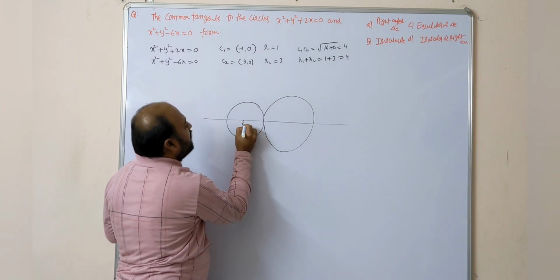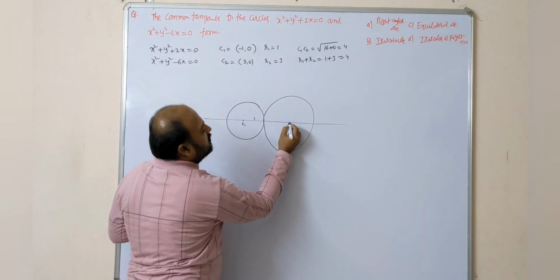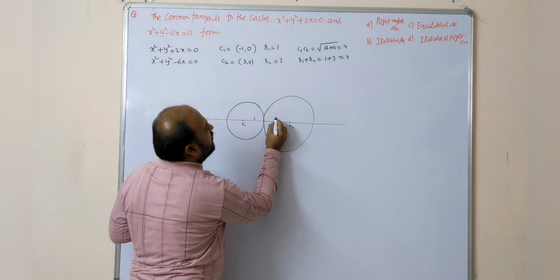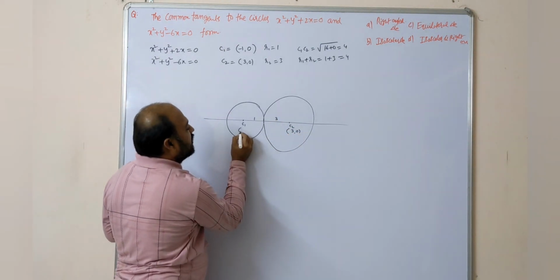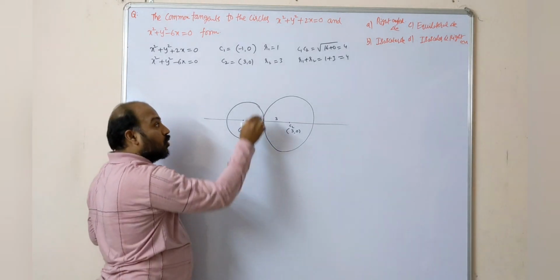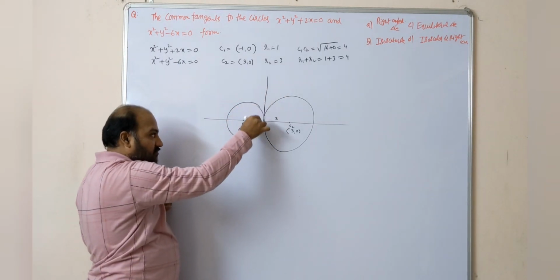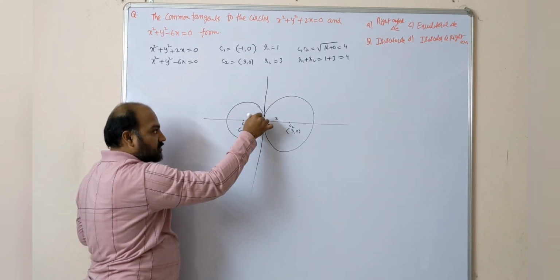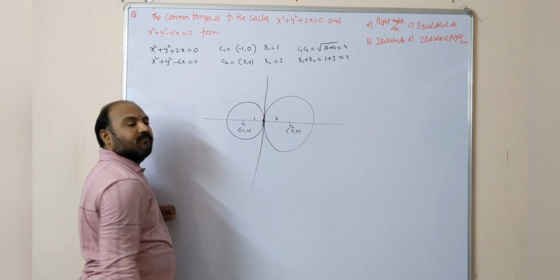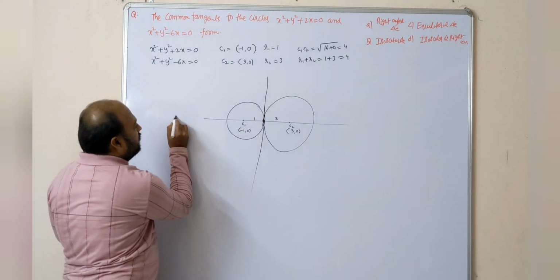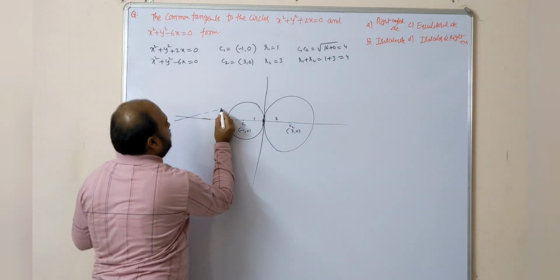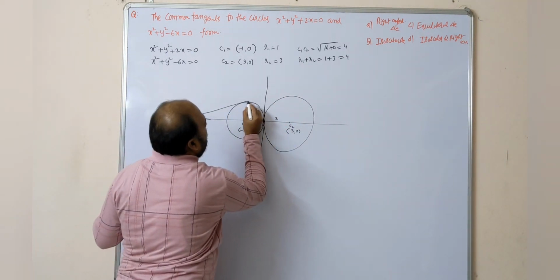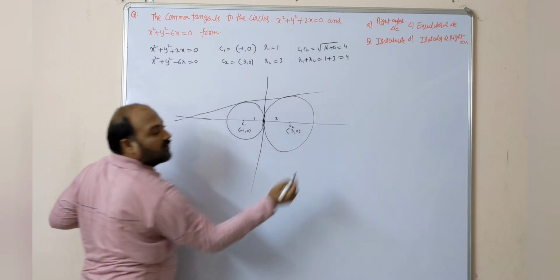So this is C1, radius is 1. C2, radius is 3. Here (3, 0), here (-1, 0). This is one common tangent, dear students. Here, another one. So we can draw like this. Just a figure.